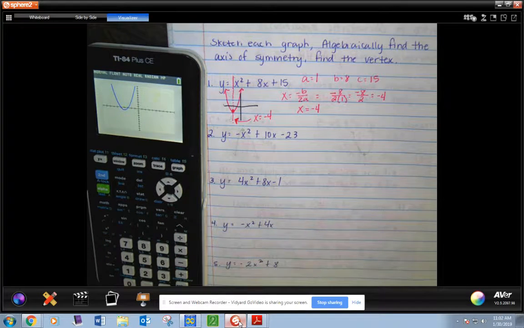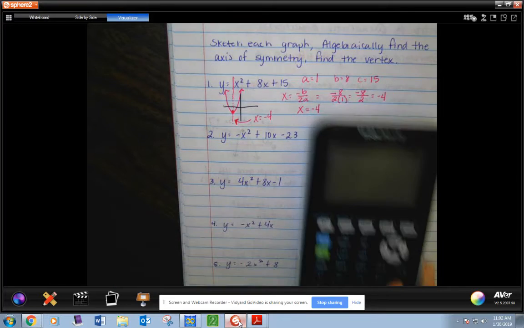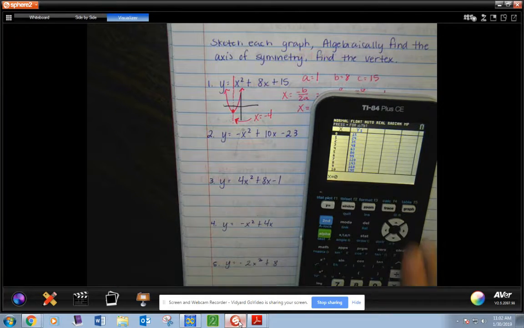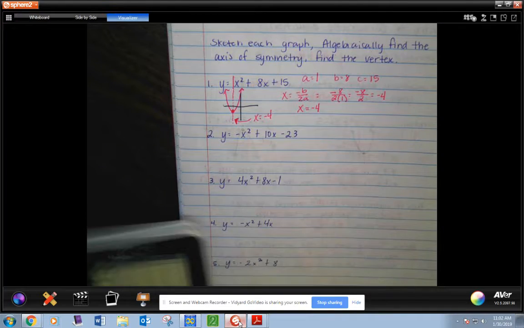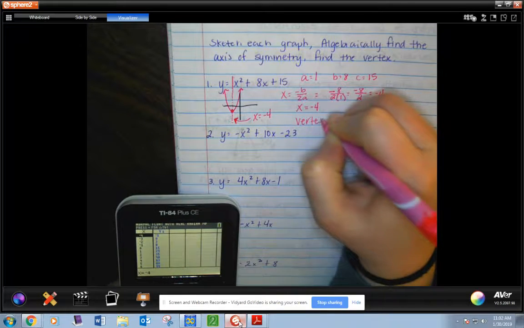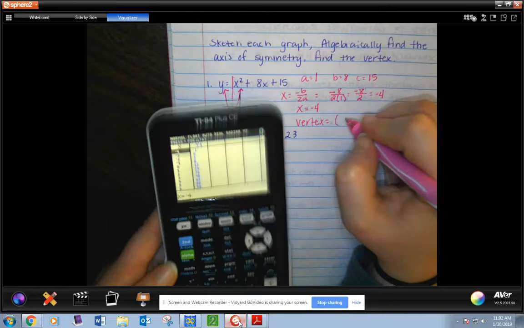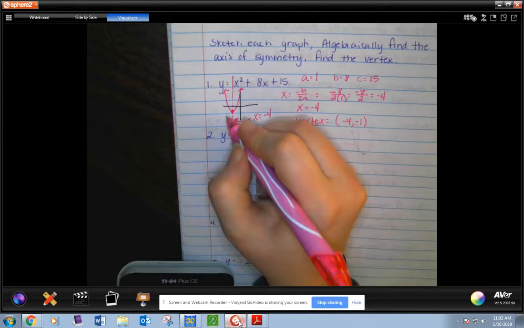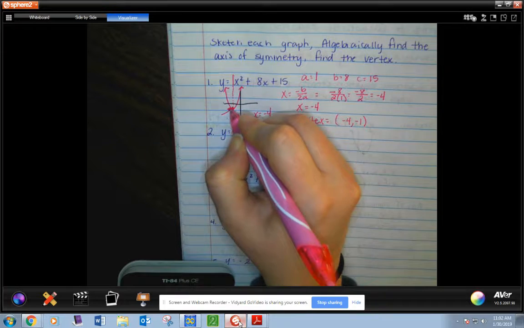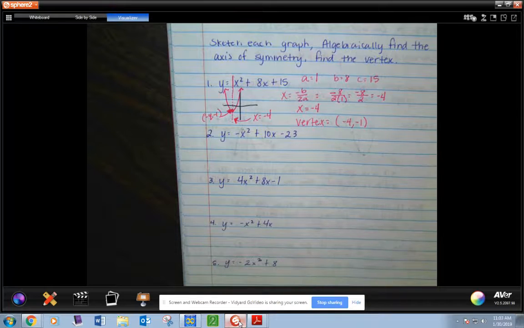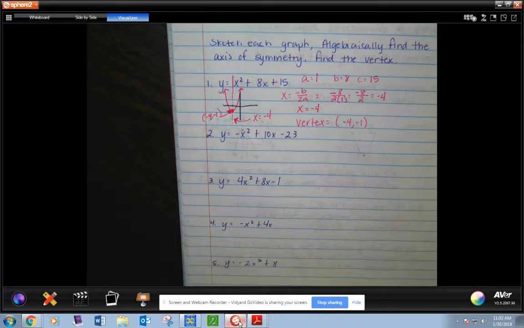To find your vertex, I'm going to let you use your calculator. And here's how you're going to do it. You already have it in the calculator, so just go to the table. Find where x is negative 4. And so let's see, I'm going to write this, vertex. And our vertex will be negative 4, negative 1. So over here where we put this dot, I want you to draw an arrow and put negative 4, negative 1, and you're done. Okay, moving to our second example.